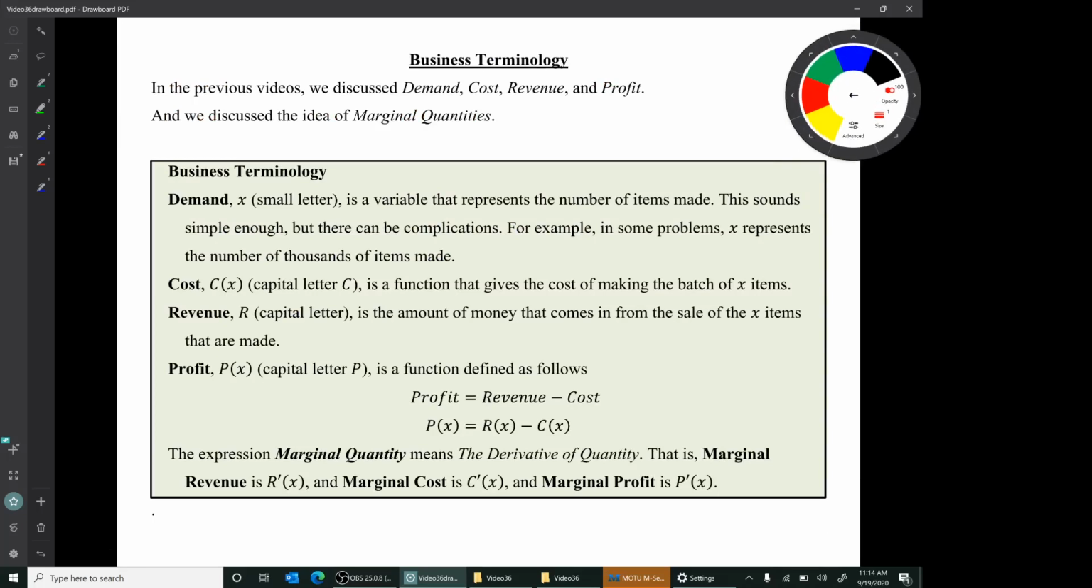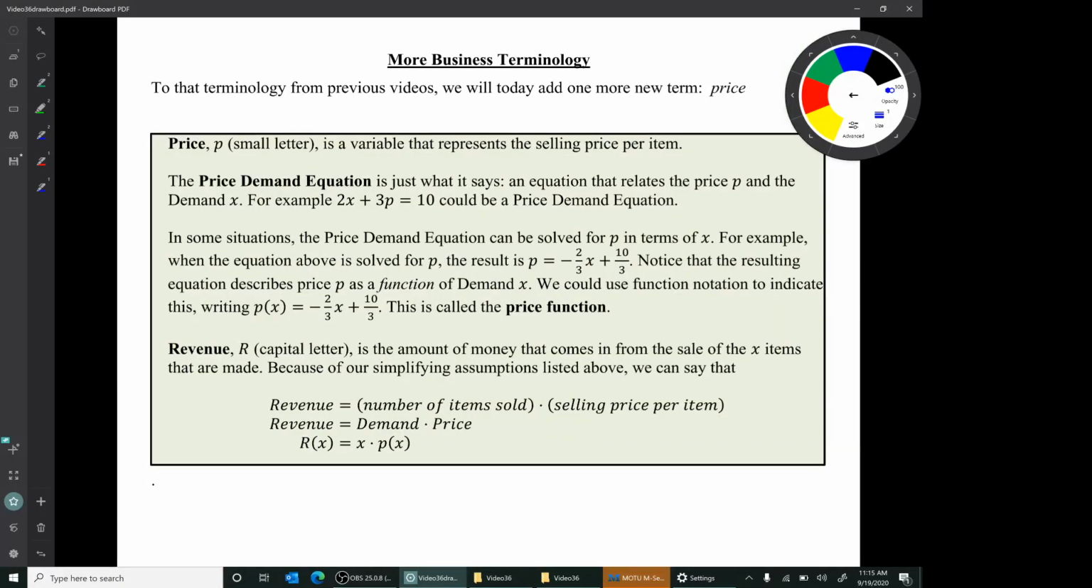All right, in the previous videos we discussed four terms having to do with business: demand, cost, revenue, and profit. And we discussed the idea of marginal quantities. Today we're going to introduce the idea of price. So price is represented by the small letter p, and it's a variable that represents the selling price per item. The price-demand equation is just what it sounds. It's an equation that relates the price, little p, and the demand, little x.